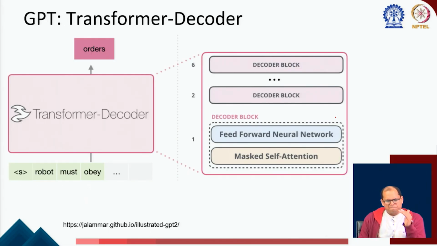Unlike the encoder, you have masked self attention, so you cannot attend to the future tokens in the decoder, right? The encoder had bidirectional attention. Here you have masked self attention. Otherwise, it's exactly similar to the encoder model. So you have masked self attention, a feed forward neural network in a decoder block, and of course add and normalize and other operations, and you can repeat such decoder blocks.